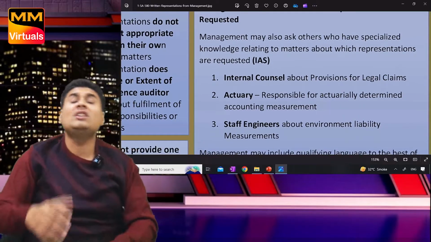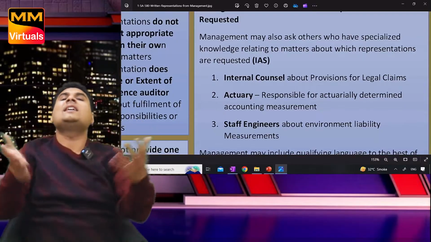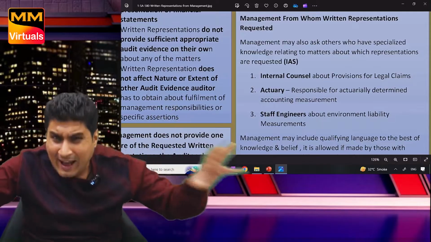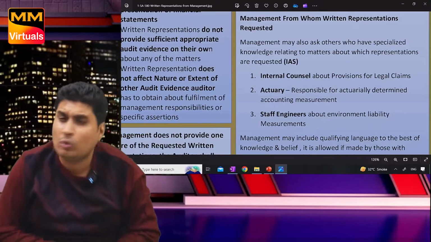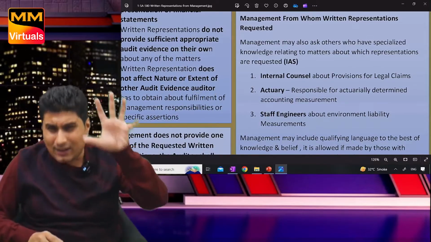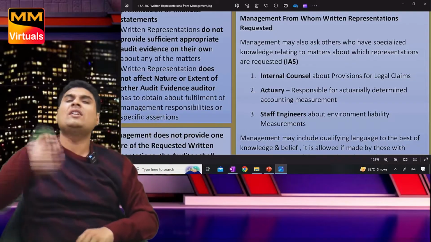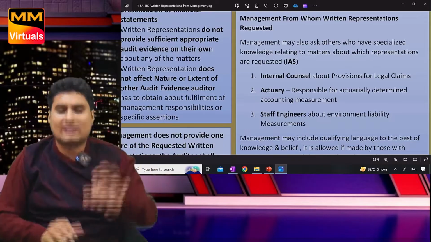Third, staff engineer about environmental liability. Any environmental liability, staff engineer. Can we use this? Of course. Management may ask others who are experts in their field. Whom will they ask? Internal counsel, actuary, staff engineer.